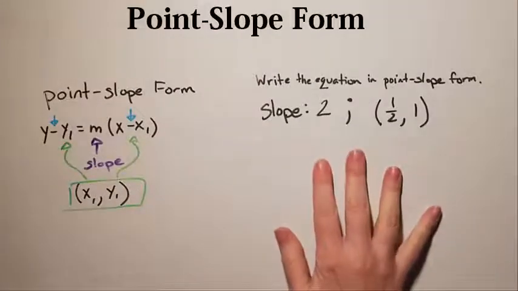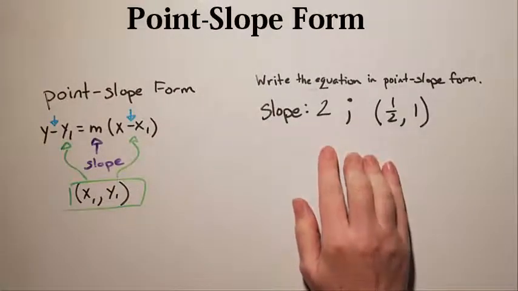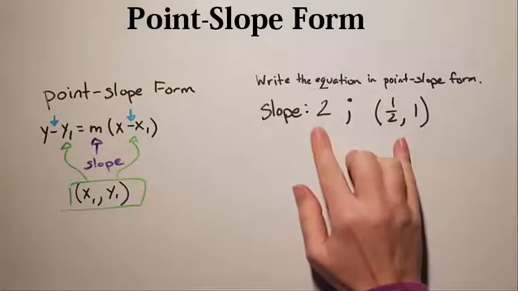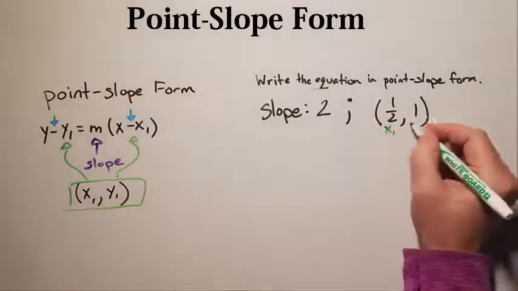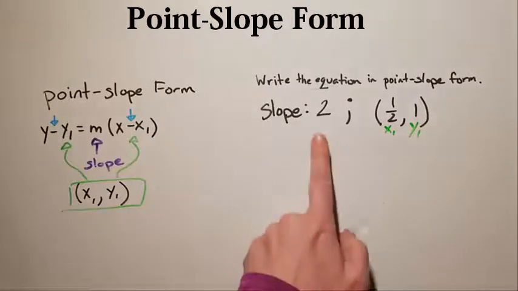So our next problem, they want us to write this in point-slope form. That can easily be done because we're given a point and we are given a slope. So identifying in my point, this is x1, y1, and I already have a slope.